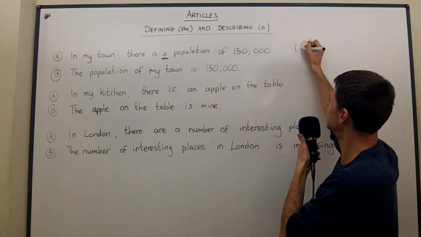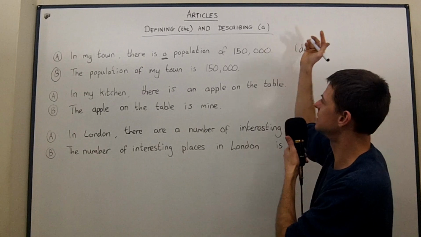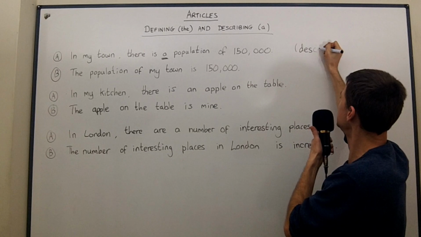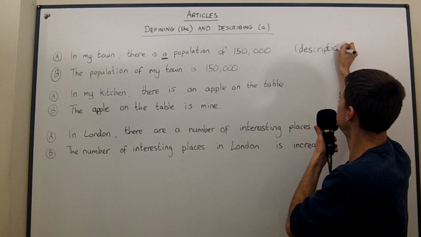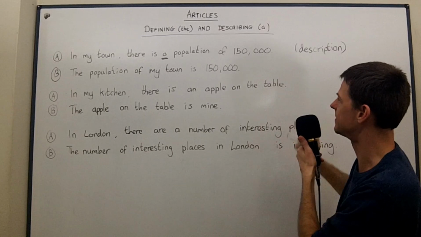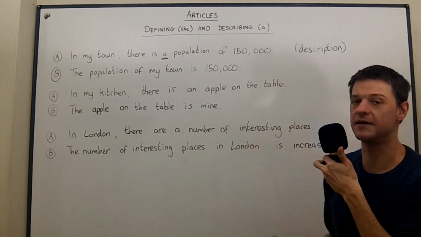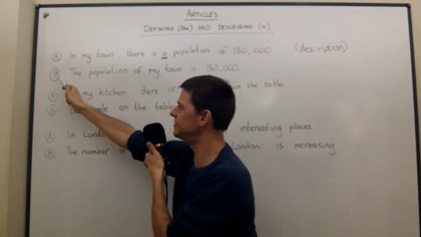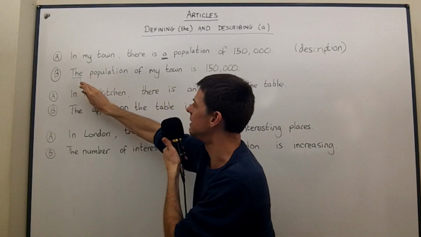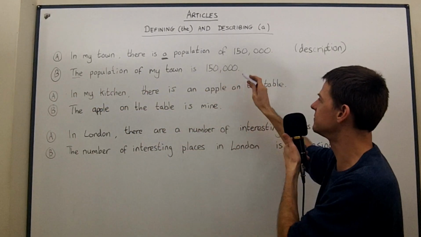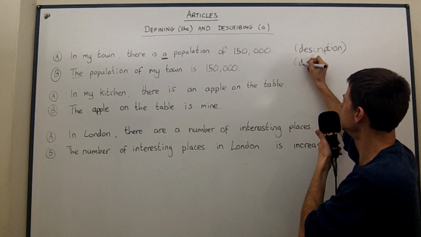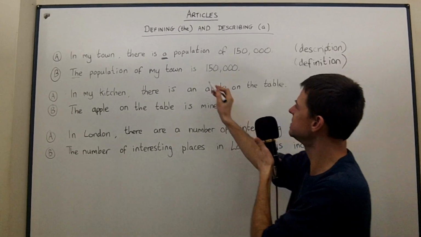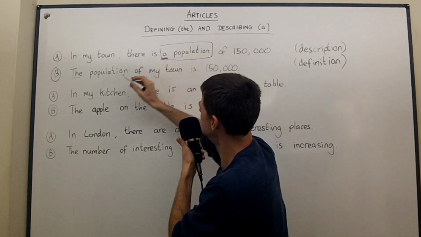So descriptions tend to be, well, when you're describing a noun, it's in the position of object. Okay? I think that's very important. And that's why we use a in this sentence. There is a population of 150,000. However, let's define what the population is now with B. This is a definition, and so we use the. The population of my town is 150,000. This is a definition, and I hope that you notice that population is in a different position in the sentence. Here it is the object, and here it is the subject.